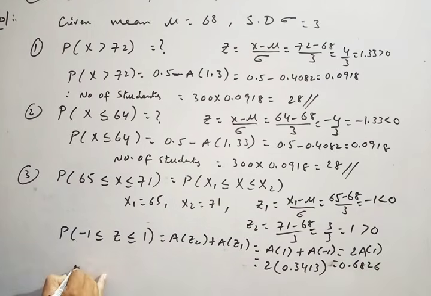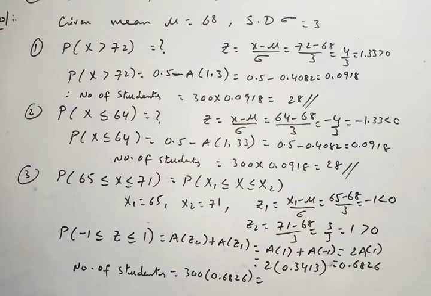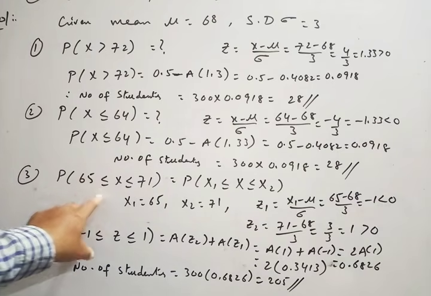0.3413 twice will give you 0.6826. So the number of students is equal to 300 into 0.6826. Approximately we are getting 205 students.